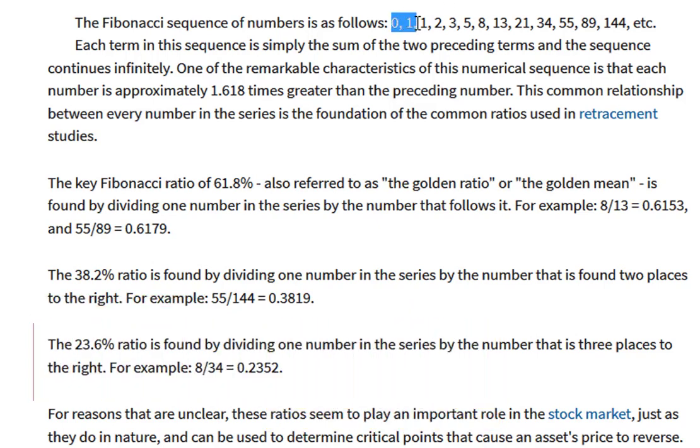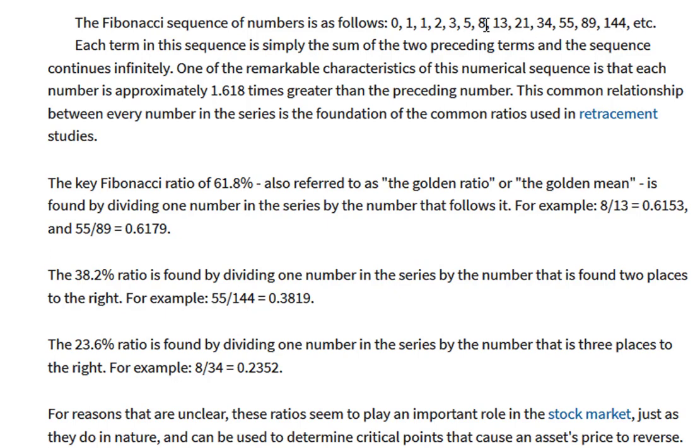0, 1. The next number in the sequence comes by adding these two, that is 0 and 1. The next number comes from adding 2 and 1, that is 3. The next comes from adding 3 and 2, that is 5. Next, by adding 5 plus 3, 8. 13 comes from 8 plus 5. The same way it continues. So how is this golden ratio derived?